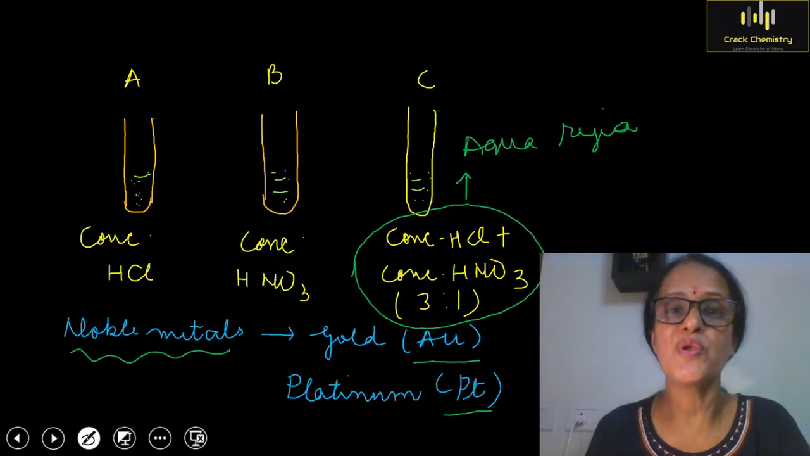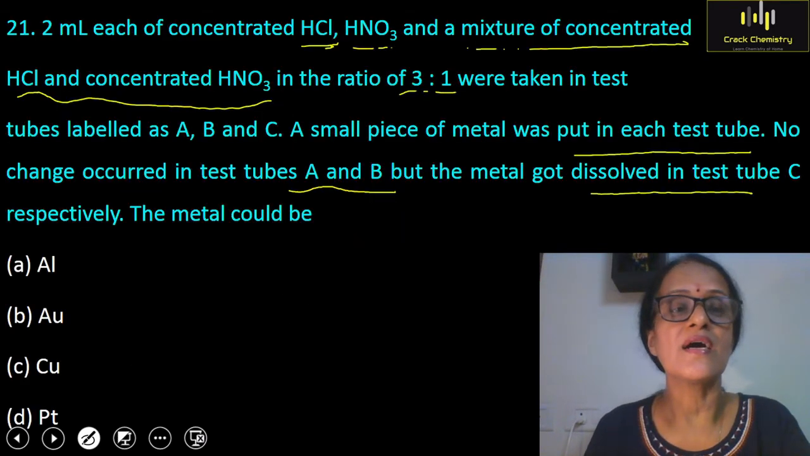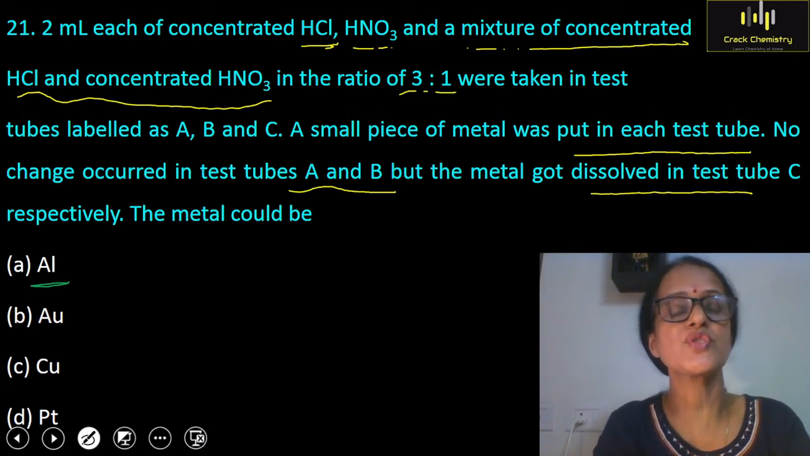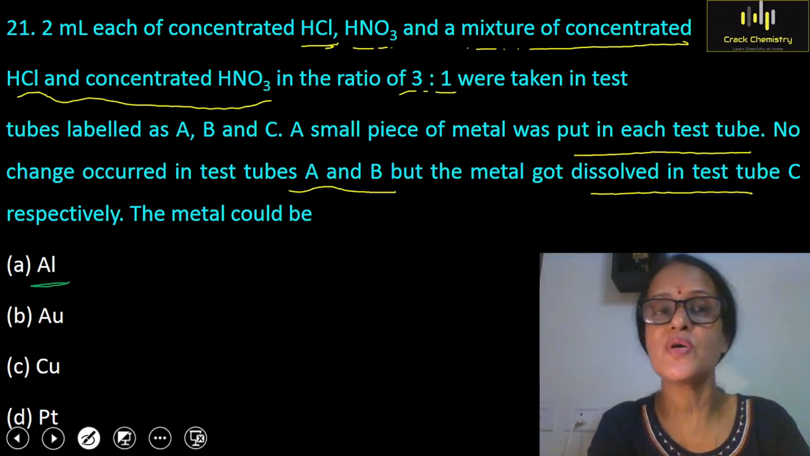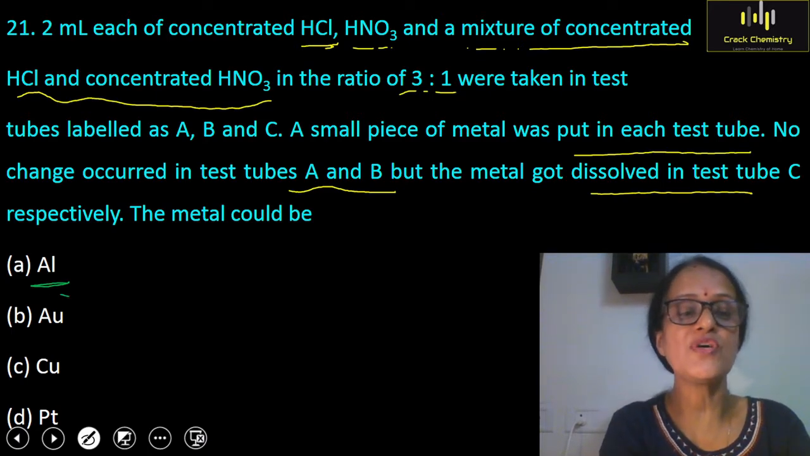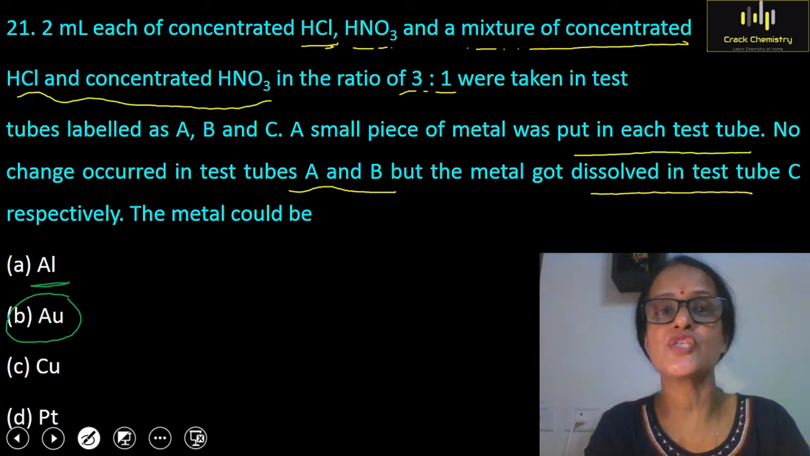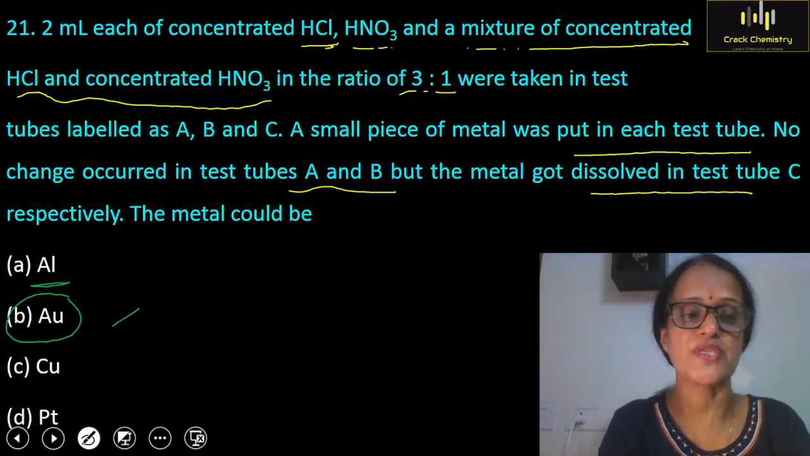So now I am going back to the question. I will consider the options. Option A is aluminium. So aluminium will definitely dissolve in both test tubes A and B. And option B was gold, Au. So as you know that gold is a noble metal, it will not dissolve in test tubes A and B, but it will dissolve in test tube C containing aqua regia. So B is the correct option.